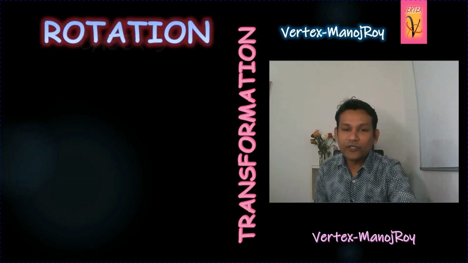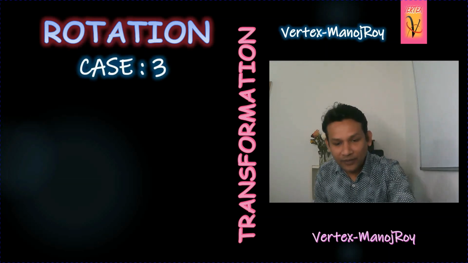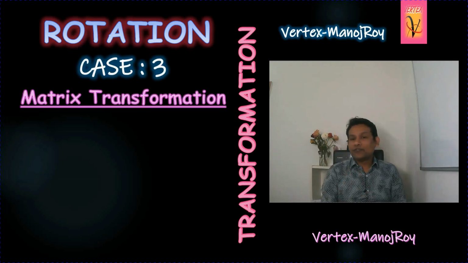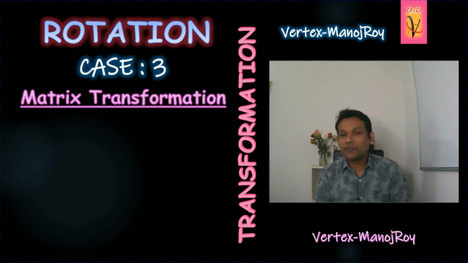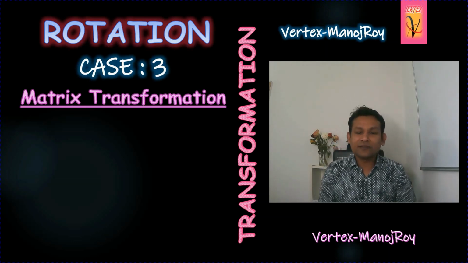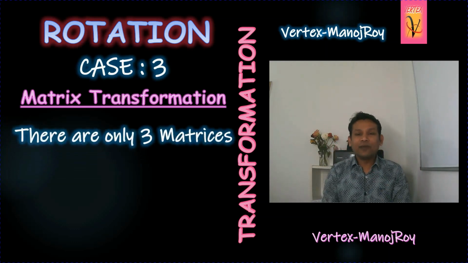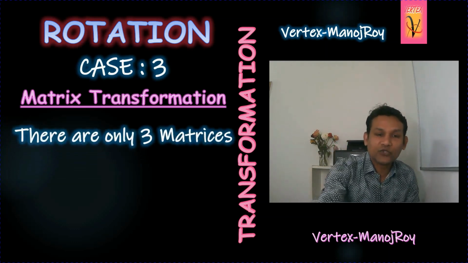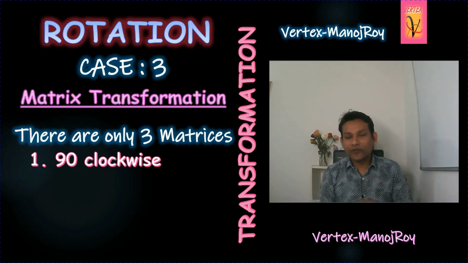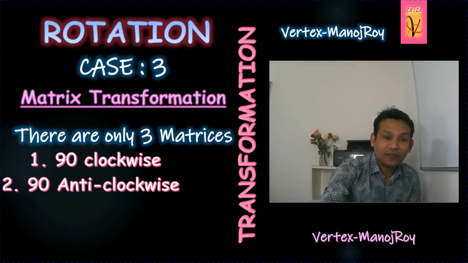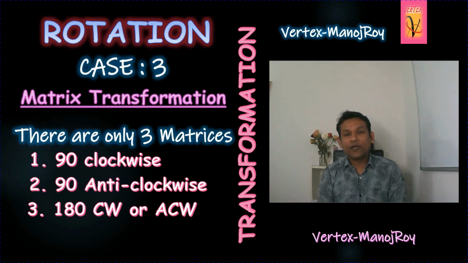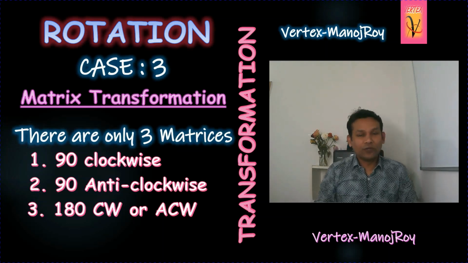Today we are doing rotation, case 3, that is simple. Matrix transformation. Do I have to learn these matrices? No, we don't need to learn these matrices. There are only 3 matrices in rotation: 90-degree clockwise, 90-degree anti-clockwise, and 180-degree, anti-clockwise or clockwise. Can you think about it?